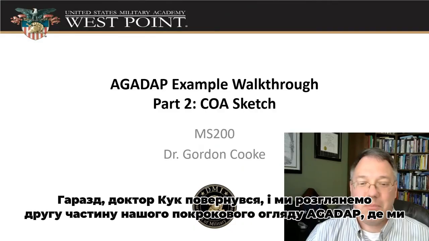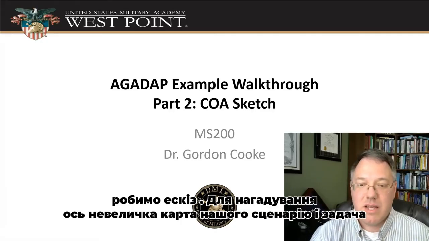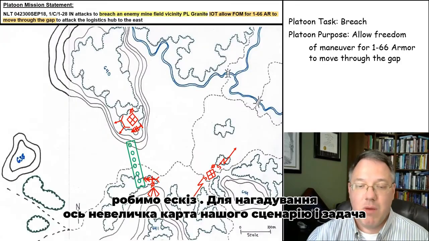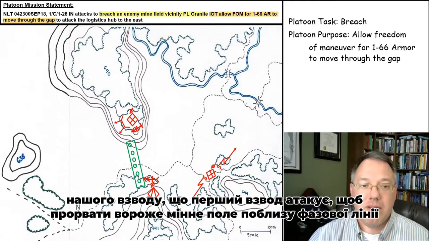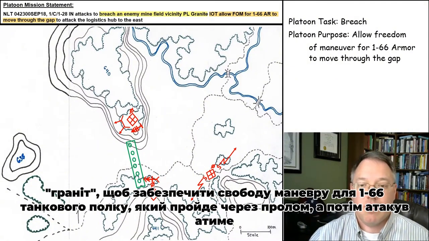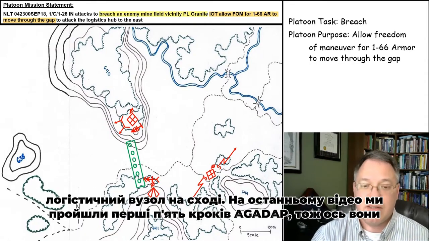Okay, Dr. Cook back, and we're going to be looking at part two of our AGADAP walkthrough of how we do our concept sketch. As a reminder, here's the little map of our scenario and our platoon mission statement: first platoon attacks to breach an enemy minefield vicinity of phase line granite in order to allow freedom of maneuver for 166 armor to move through the gap and then attack a logistics hub to the east.